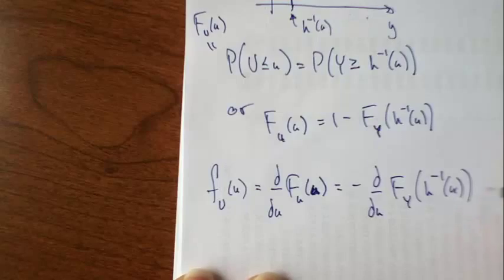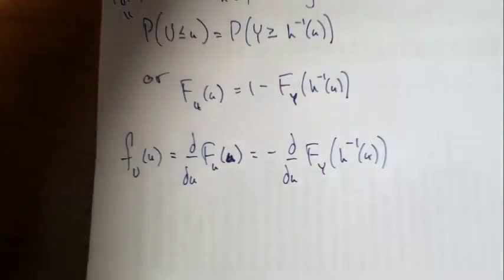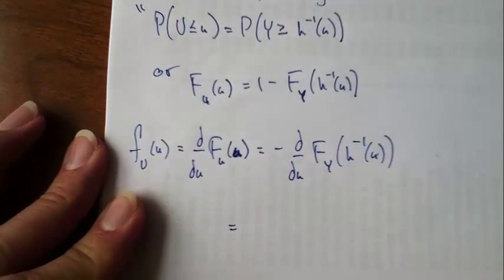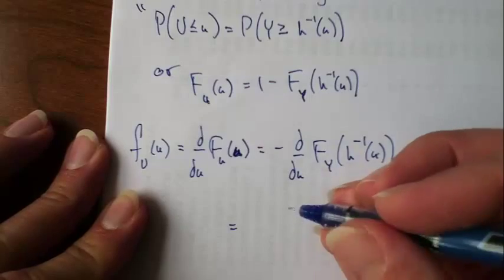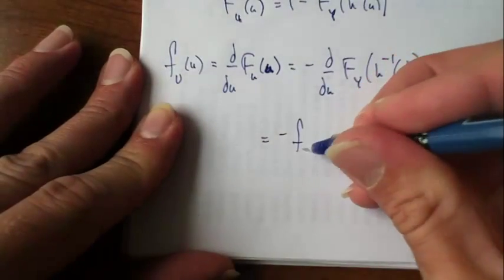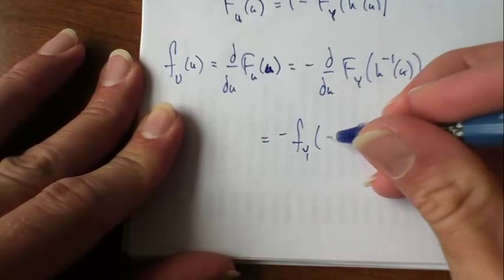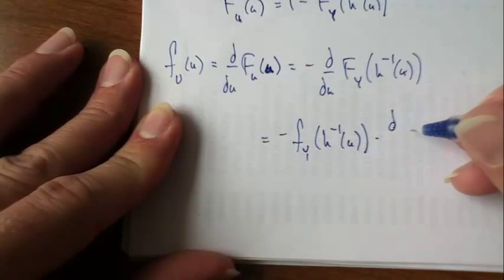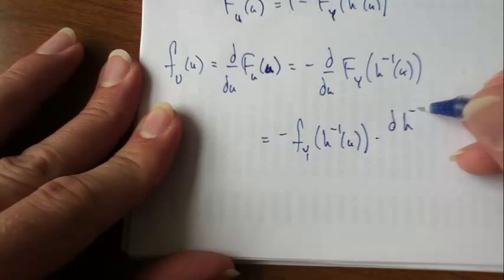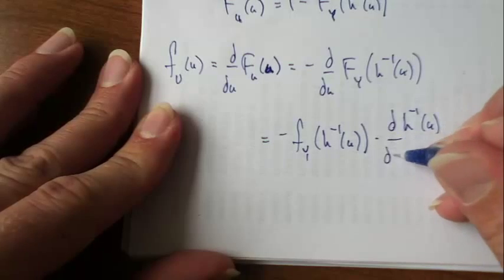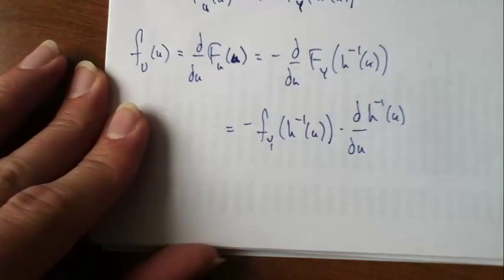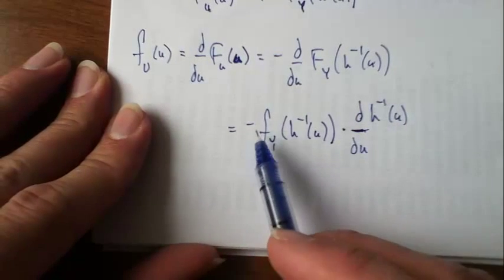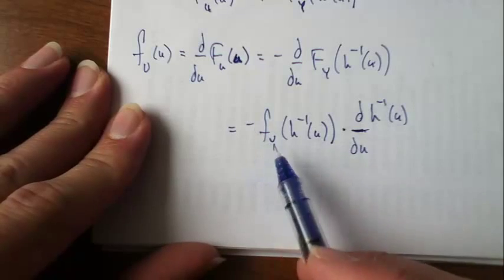Now that looks a lot like what we had just a moment ago when h was an increasing function. In fact, all this is going to work out to be negative the probability density function for y evaluated at h inverse of u times the derivative of h inverse of u with respect to u. So it looks a little different, right? Before we didn't have the minus sign. Now we have a minus sign here, but hey, guess what?